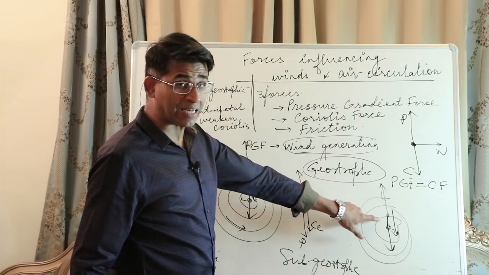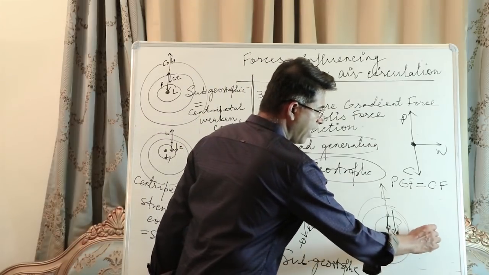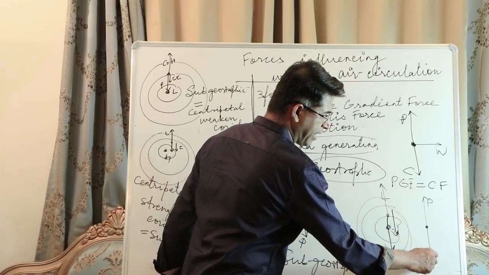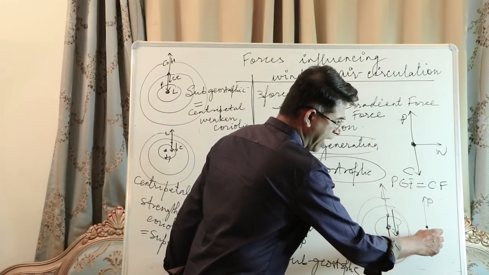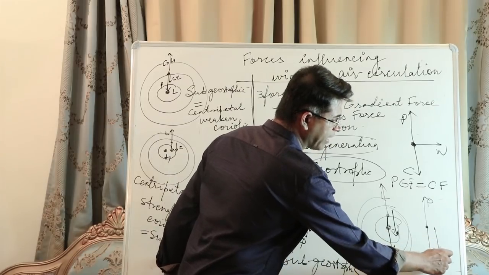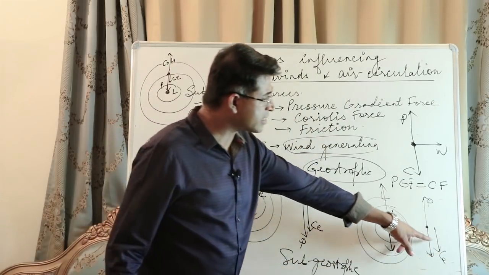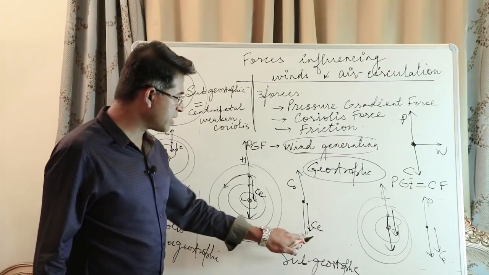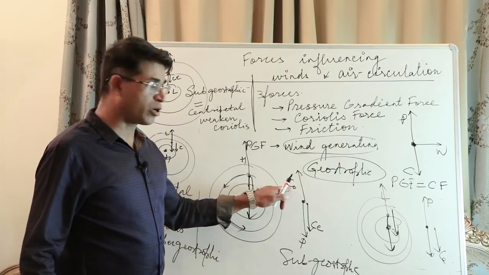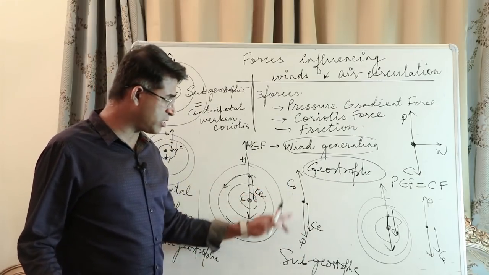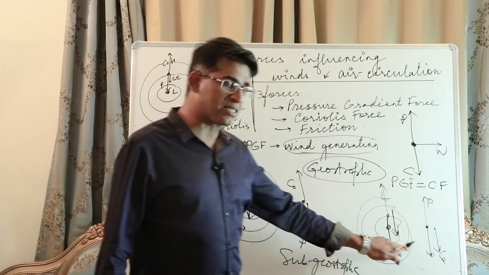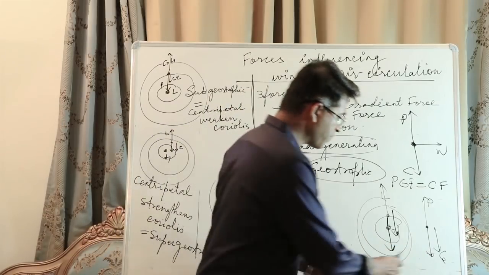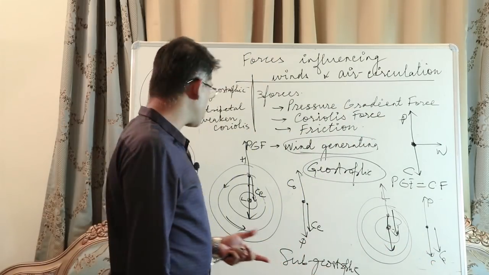So if I draw a vector for this, I have the PGF like this, Coriolis like this, and I have centripetal here. Now in this case, the centripetal is strengthening the Coriolis. In this case, the centripetal is counter to Coriolis. Okay, so weakening Coriolis, subgeostrophic. In this case, the centripetal is strengthening the Coriolis. Okay, so we call this supergeostrophic.